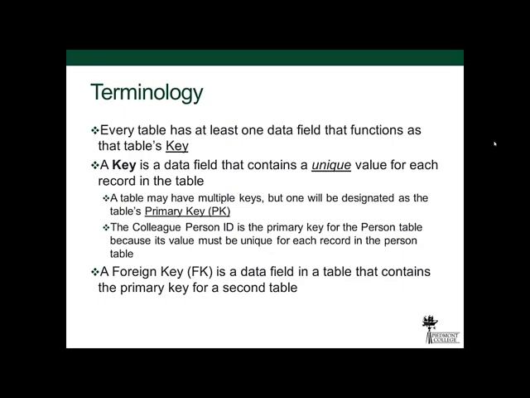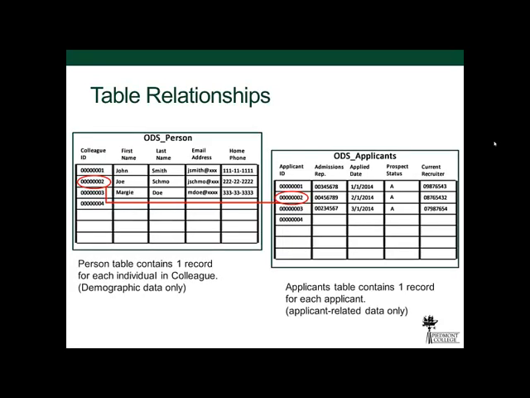So if we want to retrieve a particular person or a particular row, then we specify that person's colleague ID or person ID, and that will always result in only one record being retrieved. We also have the concept of a foreign key, which is a data field in one table that contains the primary key for another table, and we'll see how that's used in examples in the future. And here we see two tables that are related to one another.